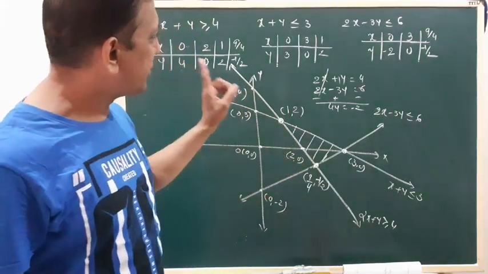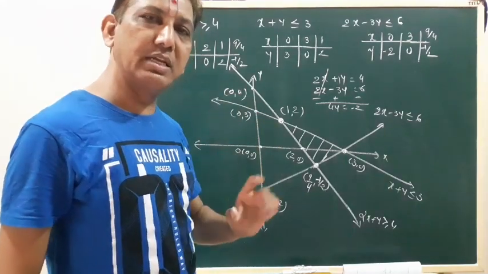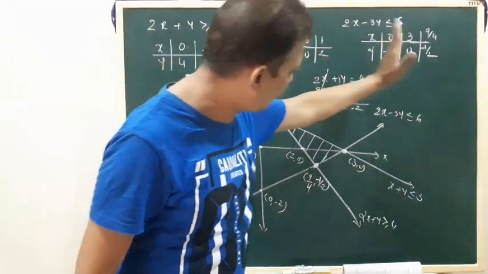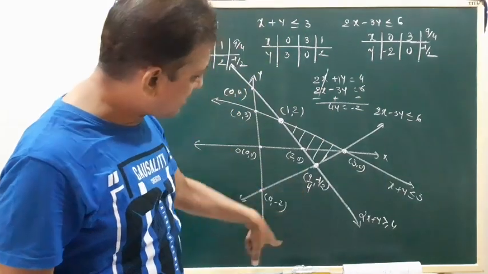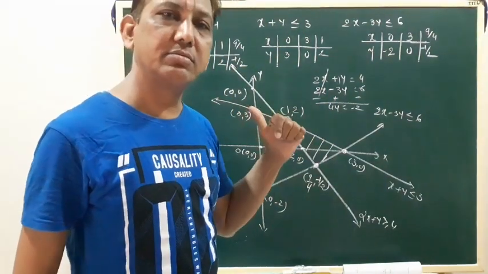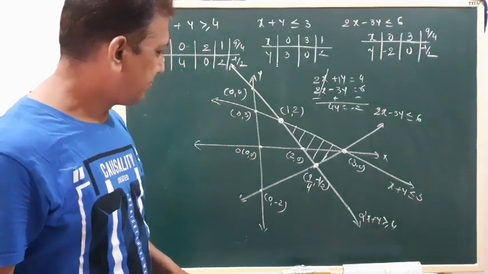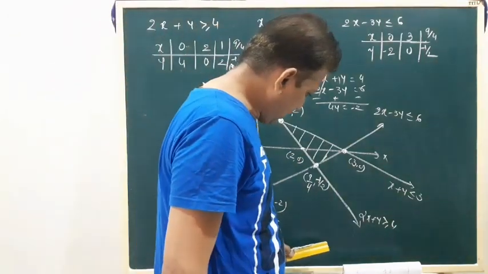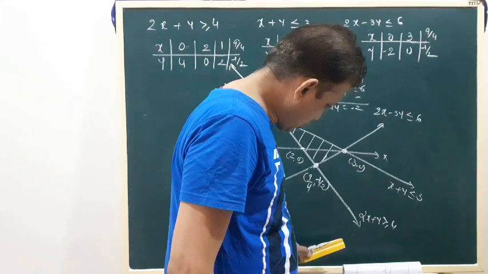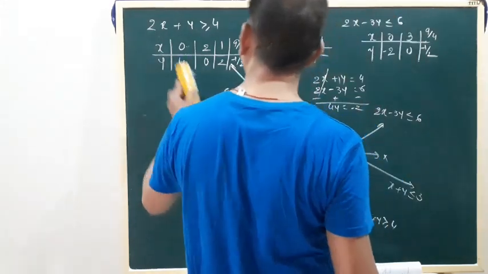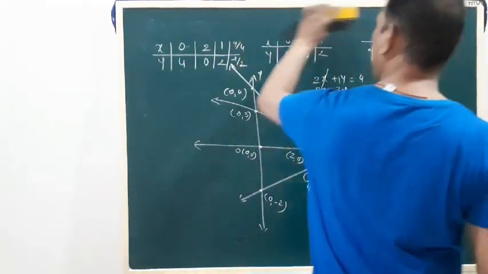Whenever there are more than 2 equations, the elimination method can never be applied first. First we prepare the table, then draw the graph, then see which points we have to find, then find the intersection point. Clear? So this portion is important. Now question number 12.